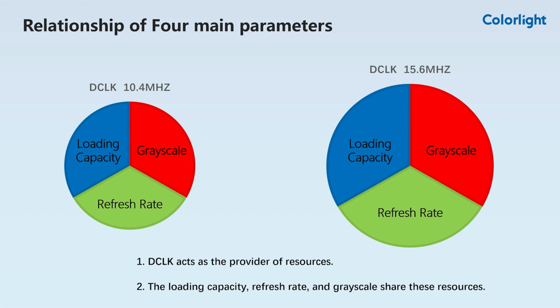However, DCLK should not be too large and must be within the module's tolerance range. 2. The loading capacity, refresh rate, and grayscale share these resources. If one parameter value is too large, the other 2 parameter values will inevitably decrease. We need to balance these 3 parameters based on different usage environments.